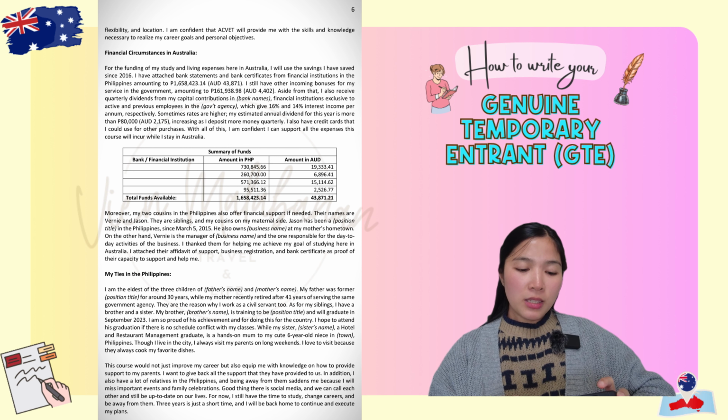As for my siblings, I have a brother and a sister. My brother is training to be uniformed personnel in the and will graduate in September 2023. I am so proud of his achievement and for doing this for the country. I hope to attend his graduation if there is no schedule conflict with my classes.